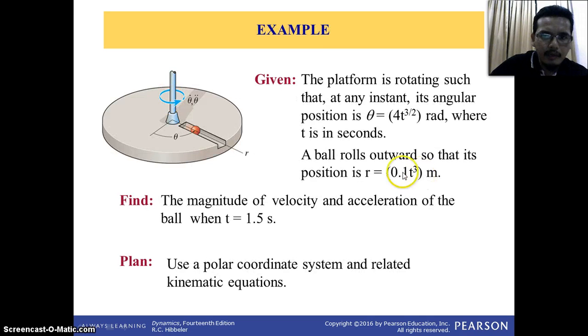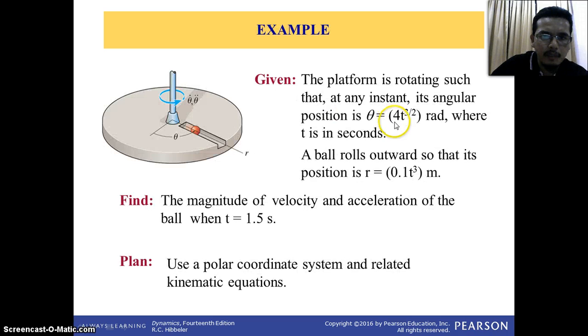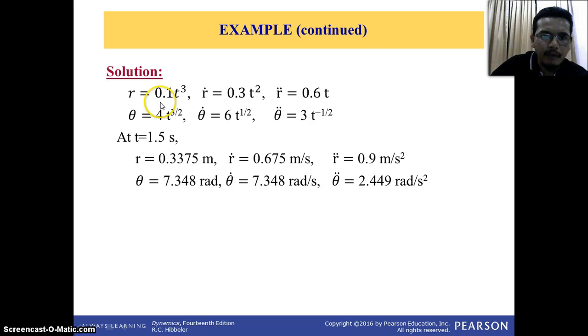So r is 0.1 t cubed. Differentiating r with respect to t, r dot is 0.3 t squared. Differentiating again, r double dot is 0.6 t. Theta is 4 t to the power of 3 over 2. Differentiating theta with respect to t, theta dot is 6 t to the power of 1 over 2. Differentiating again, theta double dot is 3 multiplied by t to the power of minus half.